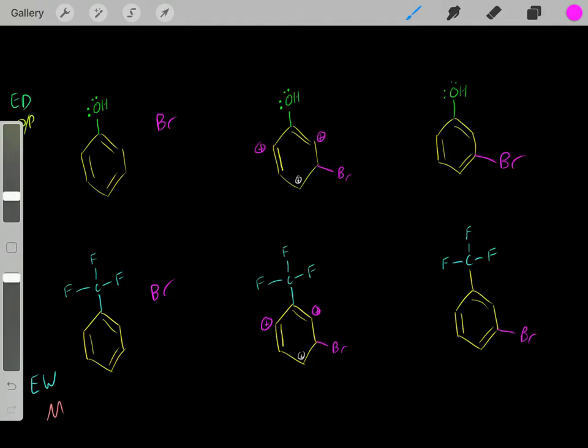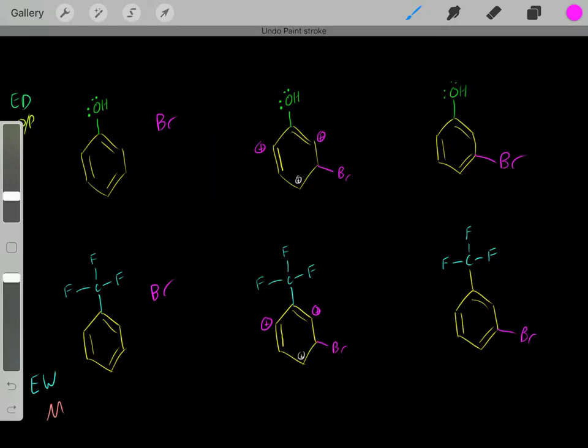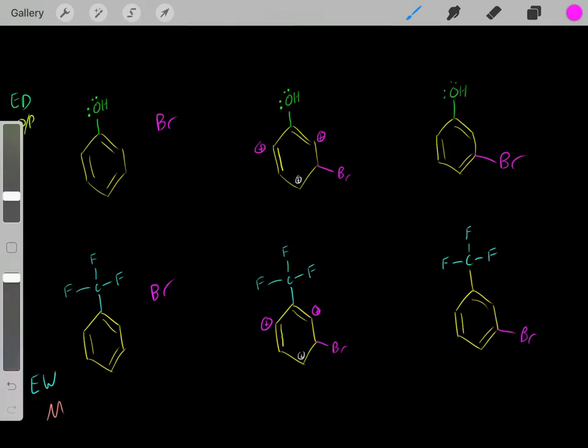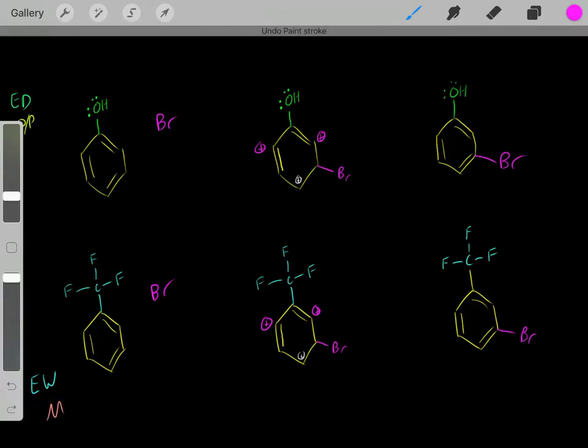Now see, in both of these situations, this is okay. For example, focusing on this electron withdrawing group, it's okay to add this bromine on the meta position.